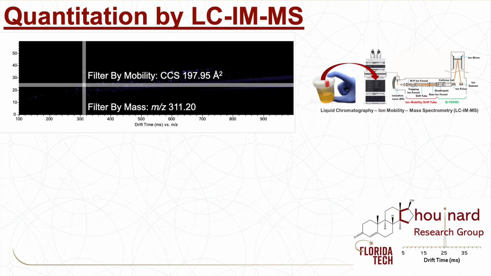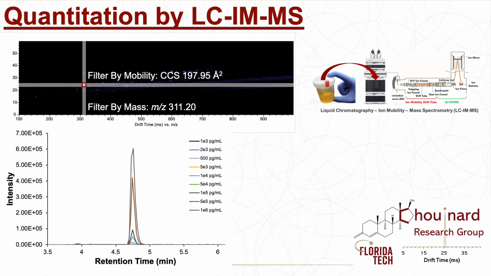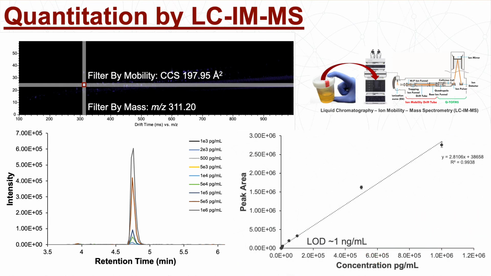In this example, we have both a known mass-to-charge ratio of 311.2 for testosterone and a known collision cross-section of 197.95 Å². This yielded double extracted ion chromatograms, filtered by mass and mobility, over a wide range of concentrations. The results were quantitative over several orders of magnitude, with a limit of detection just below 1 nanogram per milliliter. Our current studies are focusing on improvement of extractions and fine-tuning instrumental parameters, which we believe will improve LOD and sensitivity.